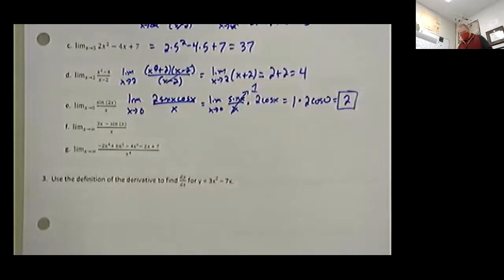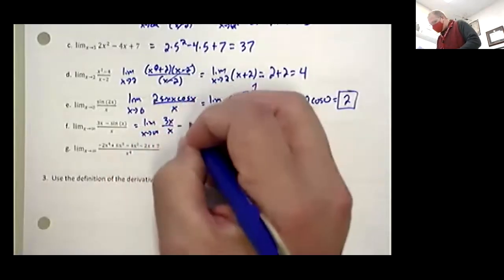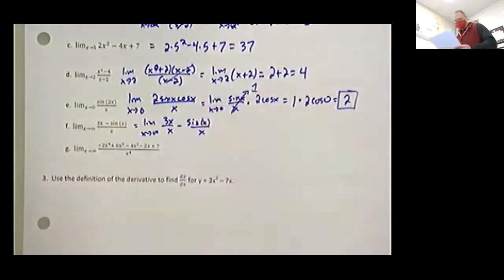We can also evaluate as we go to infinity, find the limit as we go to infinity. For this, we're going to break this up into polynomials. So this is the limit as x goes to infinity of 3x over x minus sine of x over x.